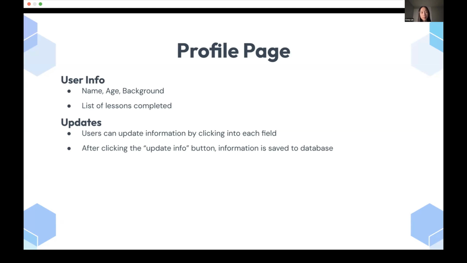As the user uses the app more extensively, there's also a continuous list of lessons completed that is generated and populated. And based on those past scores and the content within those past lessons, new lessons will also adapt. So it's a very adaptable experience. And then finally, users can manually update the information. They cannot change the list of lessons completed, but they can update name, age, background, sign up, login information, and credentials by clicking into each field and updating that field.